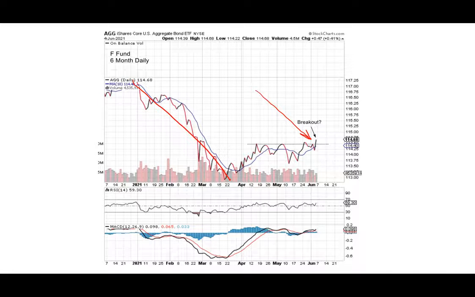When the price goes up, the rate goes down. So there are so many pieces to that moving puzzle. I can't get into it. But the fact that the price of the F fund has broken out of that, what was it, 114.50 level neckline. It's really interesting.